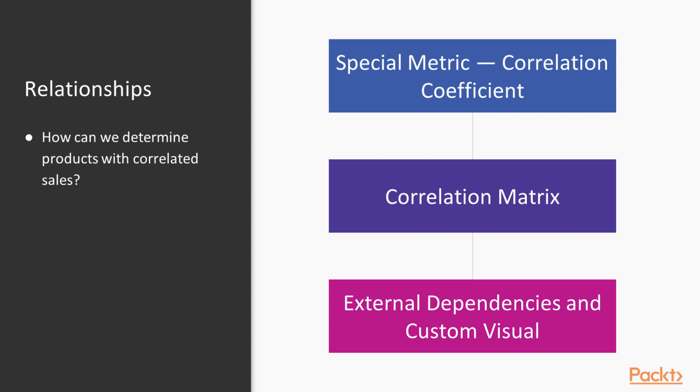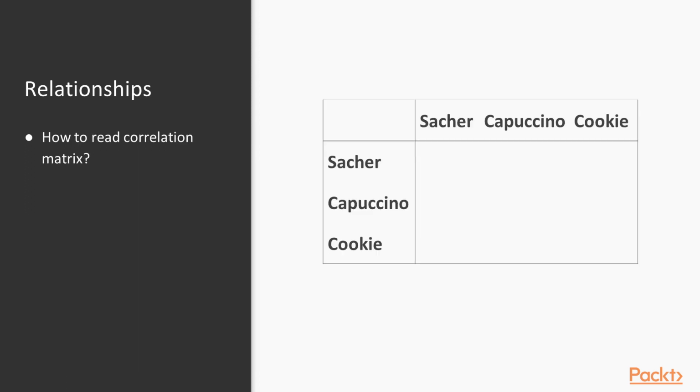And we actually have a special metric for that. It's called correlation coefficient. And moreover, we have a special visual that gives us an overview of the correlation coefficient of all the product pairs. It's called a correlation matrix. So let's look at the correlation matrix and how to read it.